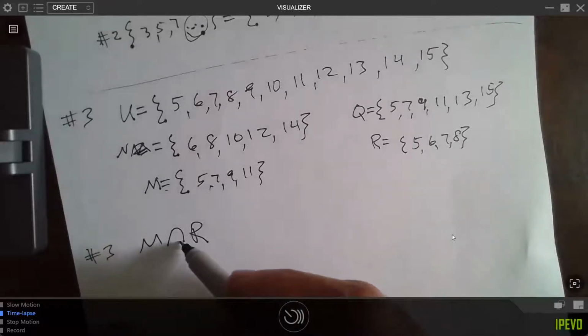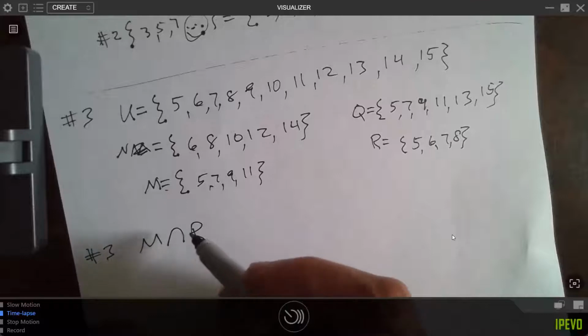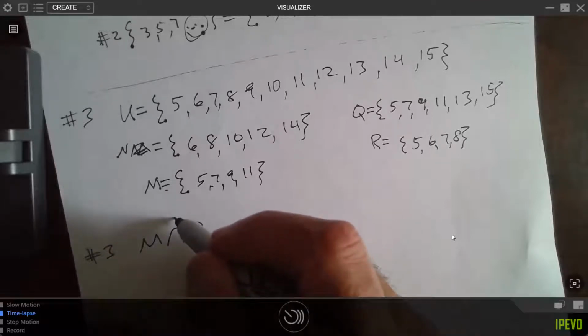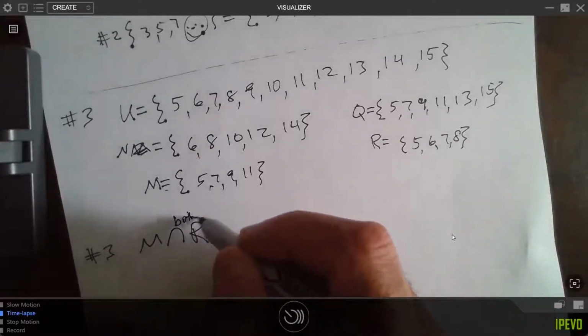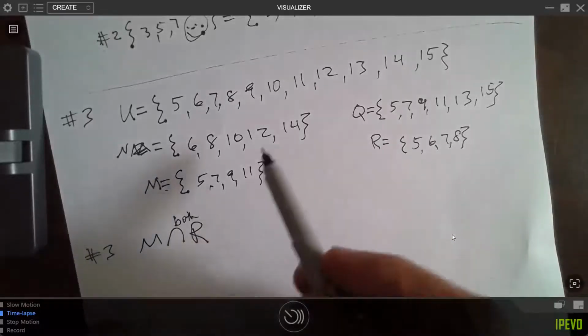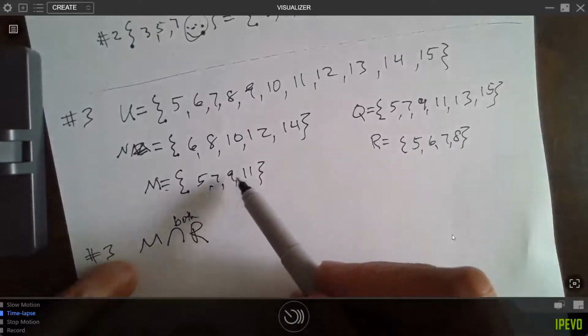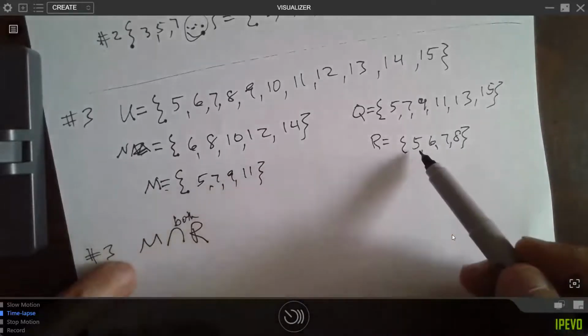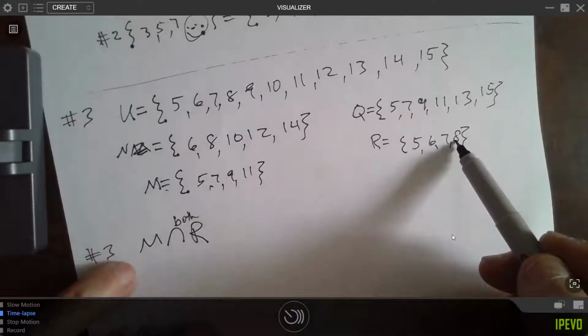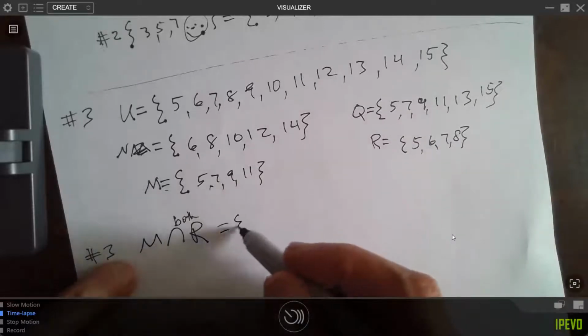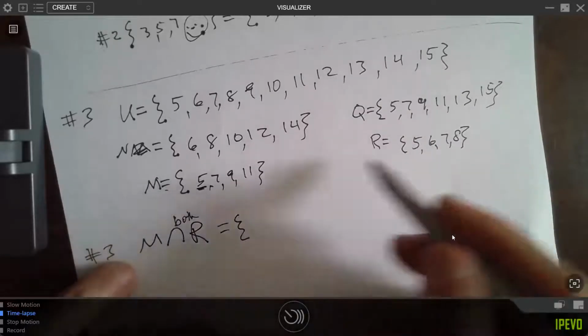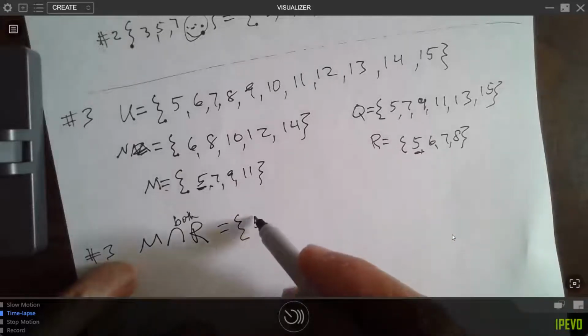So when we talk about intersection, we mean we want elements that are in both. So we look at set M, we have 5, 7, 9, 11. And set R, we have 5, 6, 7, 8. So 5 is in both. So we put 5 here.